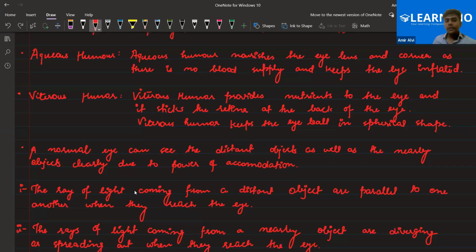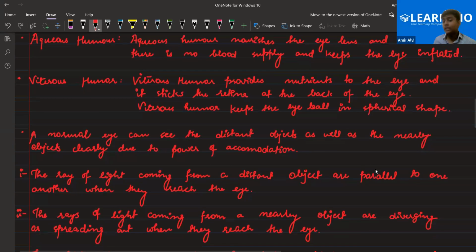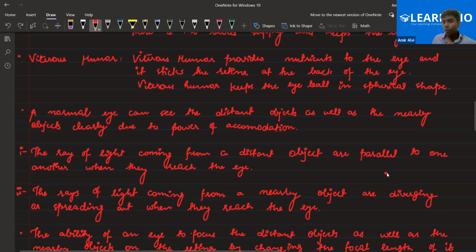Chalo, that's great. Next is that the rays of light coming from a distant object are parallel. If an object is distant, it means that it is present at a very far point or at infinity. So the light rays would be coming parallel to the principal axis. Suppose that there is a principal axis; the light rays would be parallel. Am I clear? And the light rays coming from nearby objects will be diverging. Suppose that this is a point object and this is the eye. The light rays coming would be like this, diverging light rays. Am I clear to all of you?